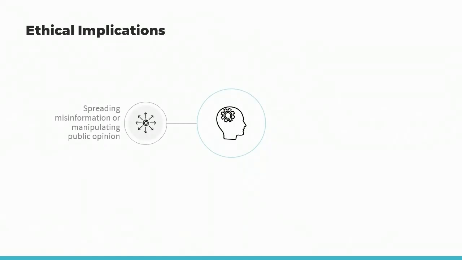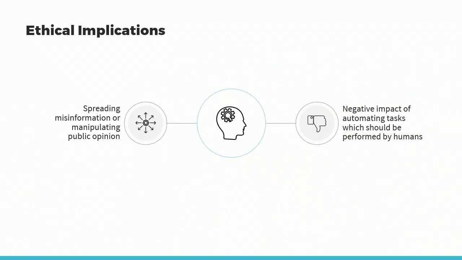Like any powerful technology, ChatGPT comes with ethical implications too. For example, the technology could be used to spread misinformation or manipulate public opinion, which could have serious social or political consequences. There's also a risk that the technology could be used to automate tasks that should best be performed by humans, such as drafting legal briefs or making medical diagnoses, which could have negative impacts on employment and people's well-being.